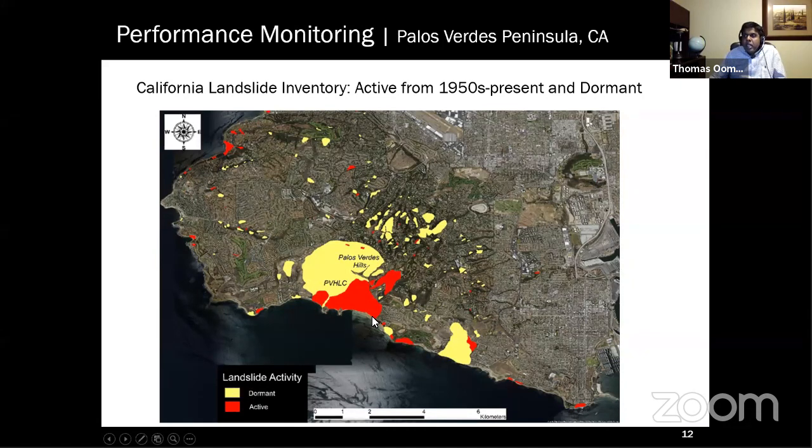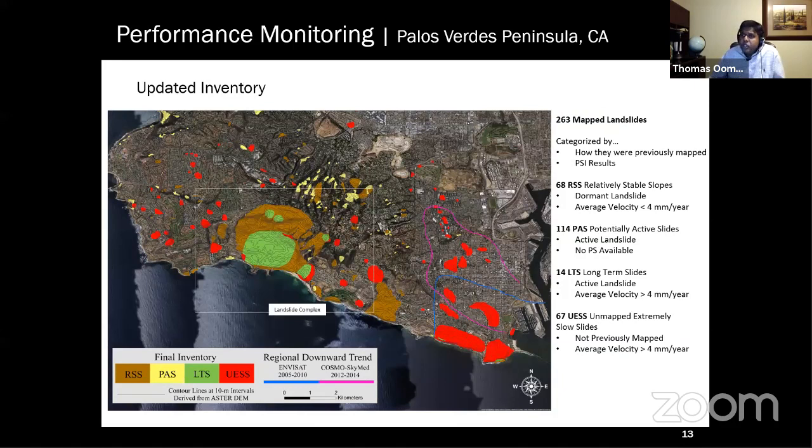If you remember that last slide, you would see that some of the areas where we don't have points are from here and the other is from here. So some of these could be because these dormant landslides have reactivated, or it could be because there is some vegetation here also. So we are not quite sure. But based on our initial survey, we updated this landslide inventory, and I'll show you here.